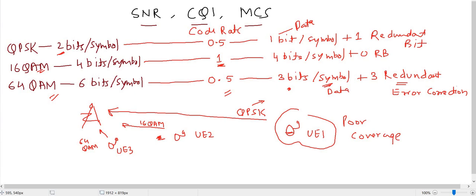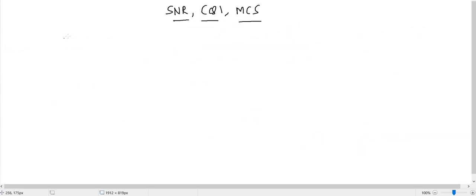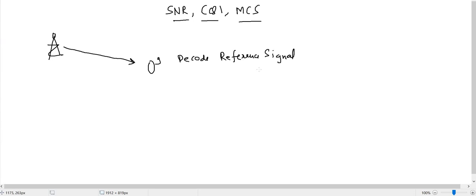Let's move ahead. Okay guys, so let's say this is my eNode B and this is my UE. The signals from eNode B are coming towards UE, and UE will decode the reference signal, and it will find out RSRP, you can say. Basically UE is finding how much coverage or signal strength it is getting.